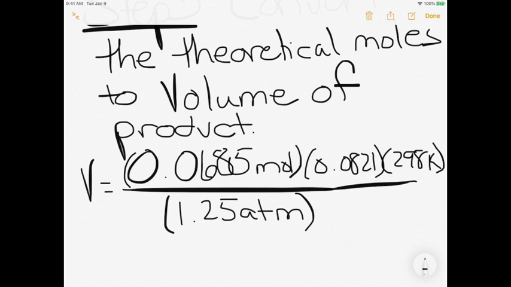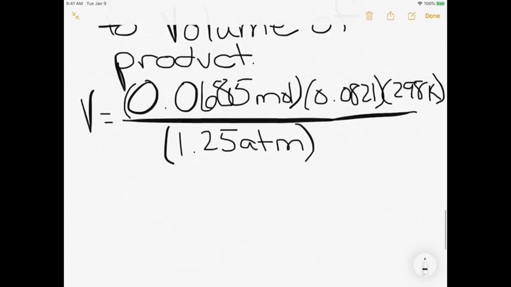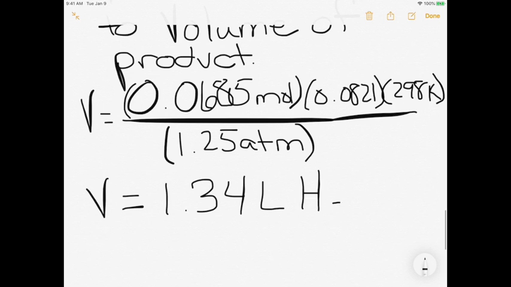So 298 times 0.0821 times 0.0685 gives me 1.68, and then I'm going to divide that by 1.25. And the volume that I achieved is 1.34 liters of hydrogen gas.